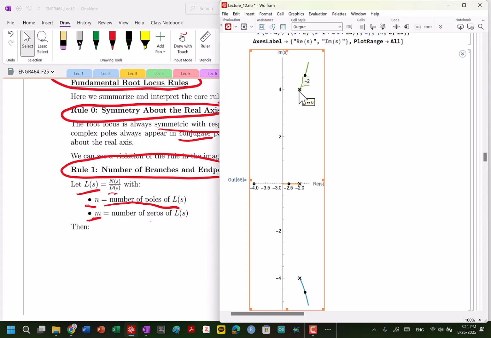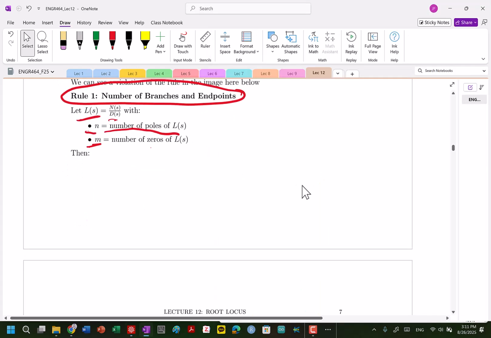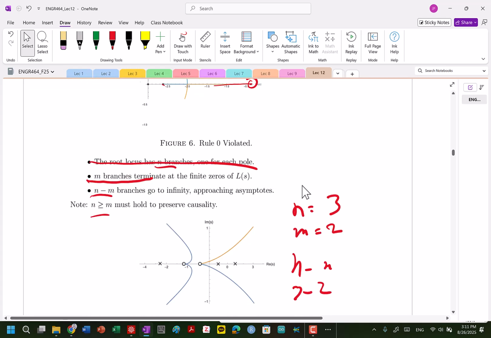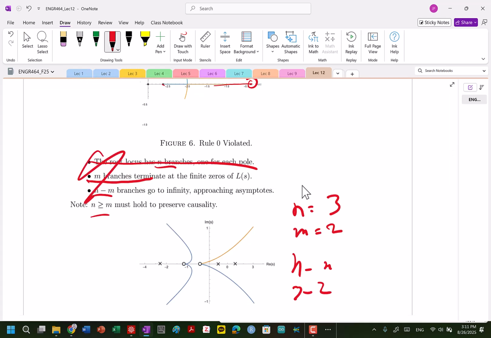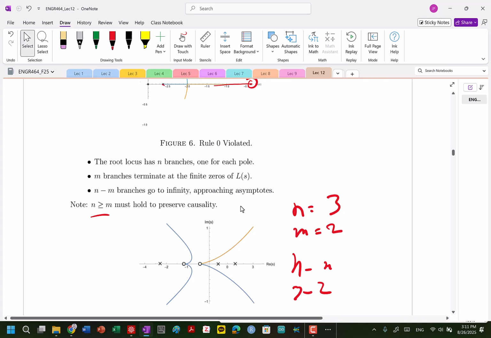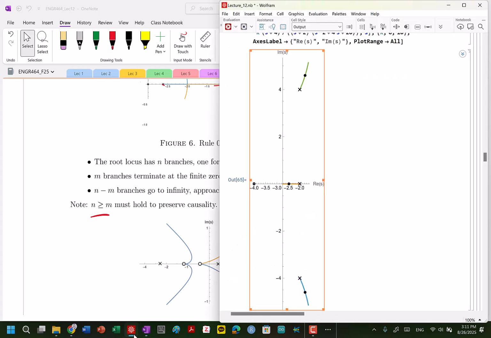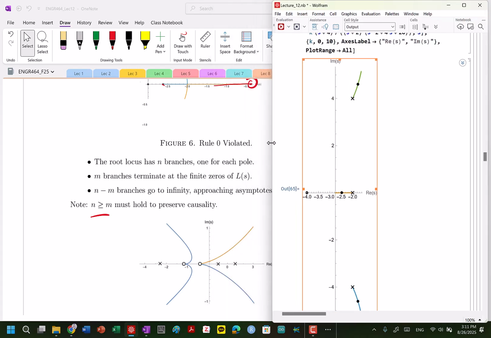Is that also at -2? Yeah, that makes sense. They're all real values. Anyways, so are we symmetric? Rule 0, we're not violating it. Fantastic. Let's go through rule 1. We have 3 poles. How many branches? How many colors? Blue, yellow, green. So the first one, we're good.